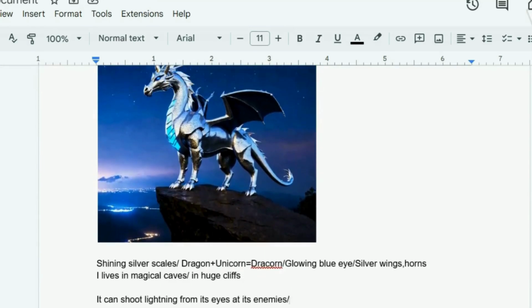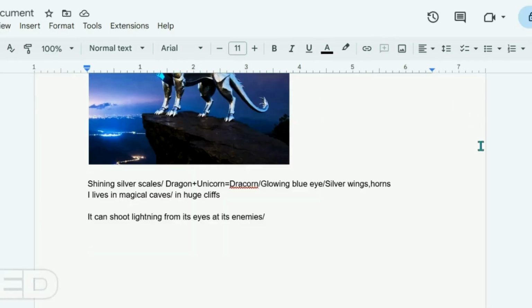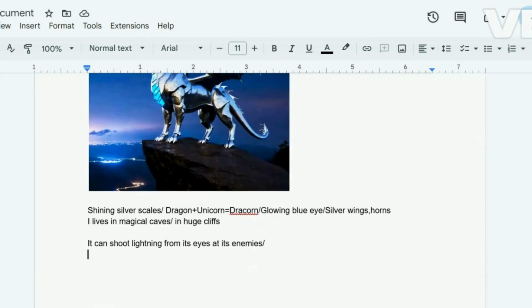By the way, we've got to write the plot and what's happening in the story in the rest of the map. Okay, now we are going to continue the map with writing the plot or what's going to happen in the story. Now we have a brilliant description of this creature. Let's start planning the story.